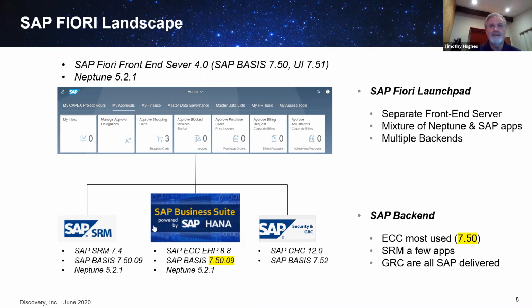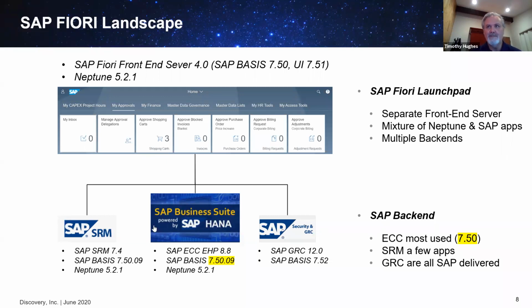and we have Neptune 5.21 running there. On our backends, we have SRM, which has a couple of apps running against it, which is SRM 7.4, again basis 750, and of course, Neptune running on the back end as well. Most of our apps run against SAP Business Suite on HANA, which is Enhancement Pack 8, Support Pack 0.8, which is also basis 750.09.